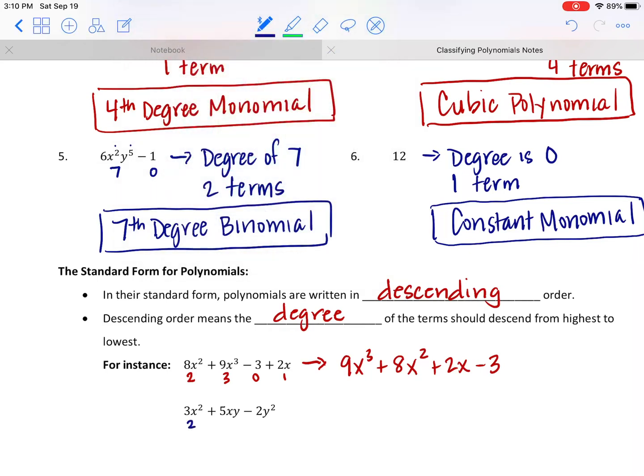Okay, and then this last guy, we've got a degree of 2 here, an x and a y means a degree of 2 here, and then a degree of 2 here. So technically, this polynomial could be left in the order as is. If all of the terms have the same degree, then you can leave it as is or rearrange them any way you like, because all those degrees are the same. So this could stay the same. It is already in descending order. Already good. Okay, so that's it.